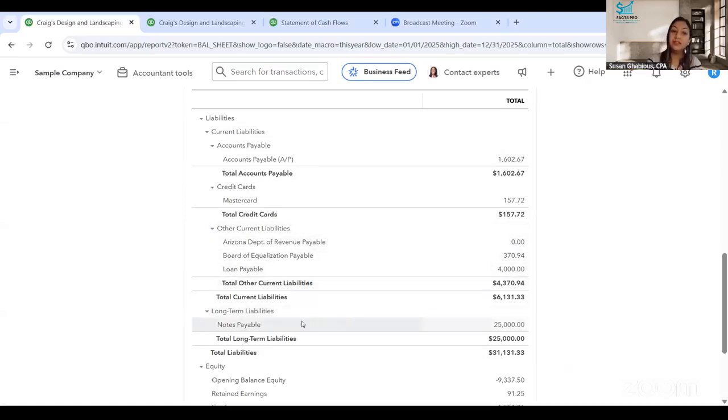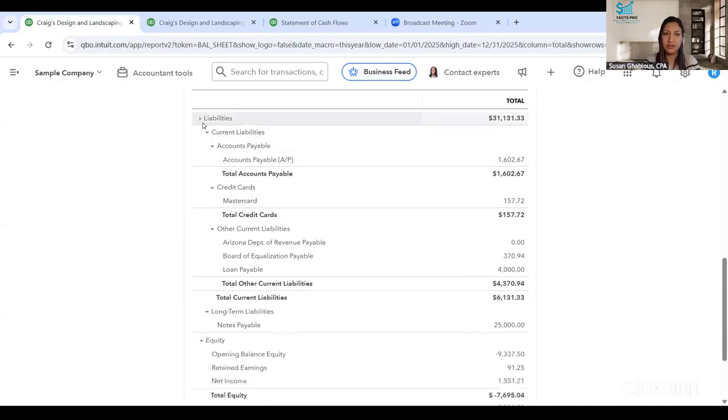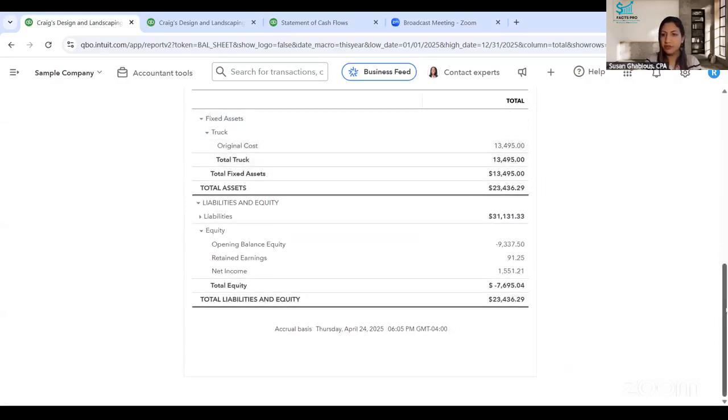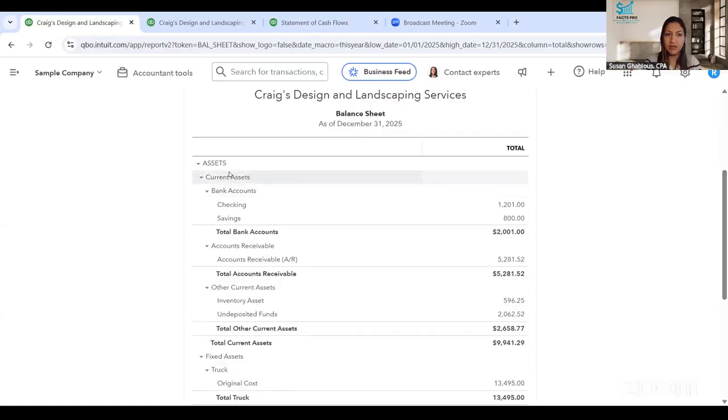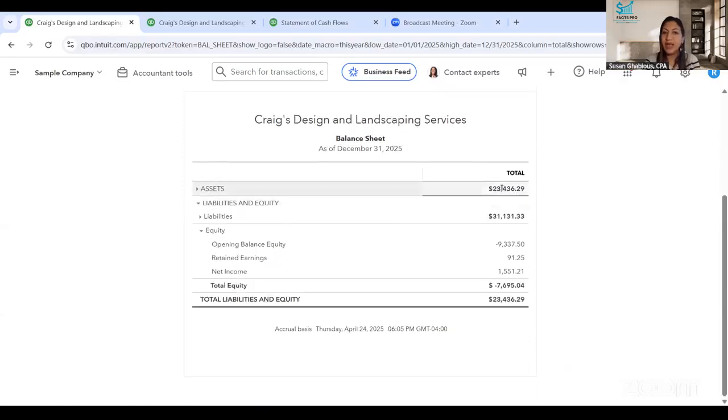And then you've got the long-term liabilities. If you have a note payable, line of credit, mortgage, any of that, that would also show here. So that means if I just collapse all of these, condense them all together, that means I have assets of $23,000, but the bad news is I have a liability of $31,000. That means I have a negative equity in my business.